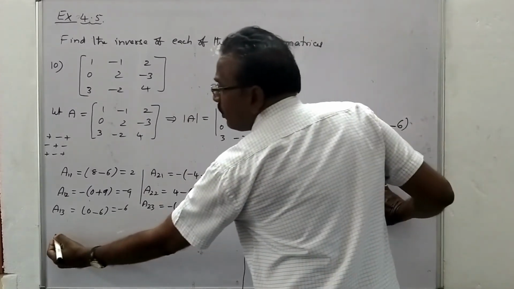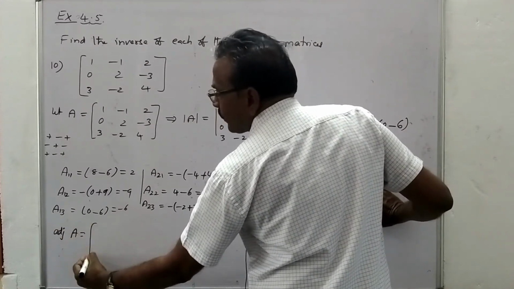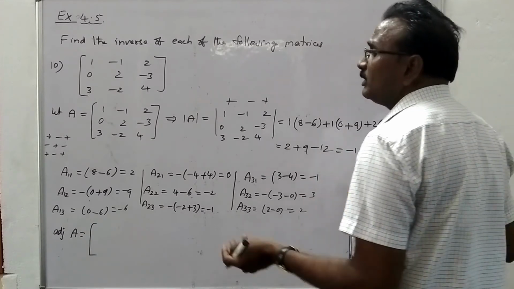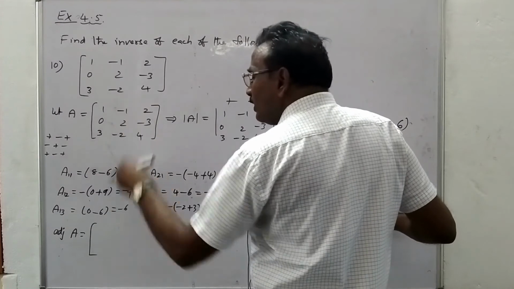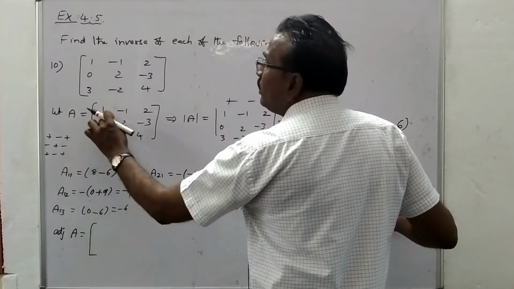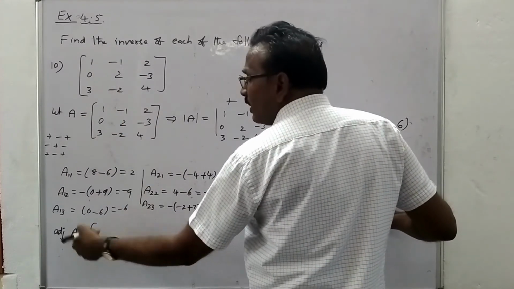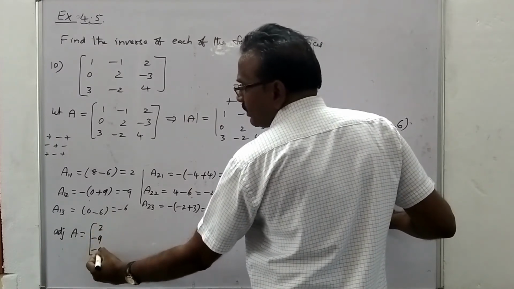Therefore adjoint of A is the transpose of the cofactor matrix. What are the first row cofactors? a11, a12, a13. So write them in the first column, no need to transpose after that. The first row cofactors written in the first column directly give us adjoint of A, so that is 2, minus 9, minus 6.